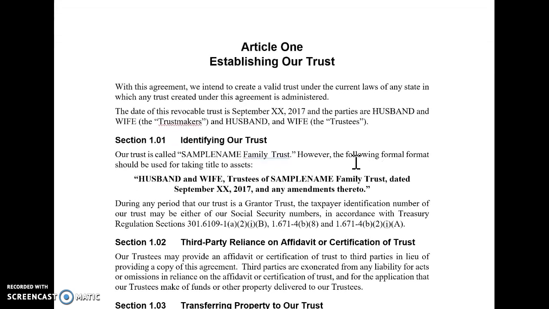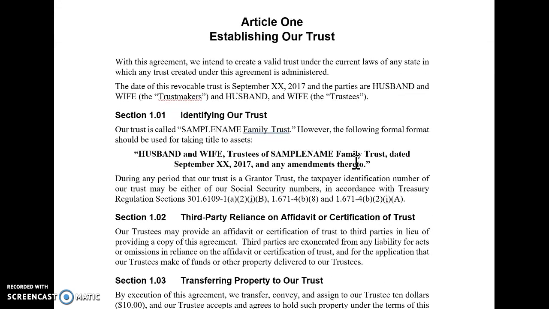The trust is divided into articles. Article 1 is just, let's establish the trust. And we're basically saying, look, this is an agreement between trust maker and trustee. The trust maker is the person who creates the trust, creates the articles, creates all the rules. And the trustee is the person who is bound to follow all of the rules that the trust maker put in there. And it's okay if the trust maker is the same as the trustee. That's what we've got here.